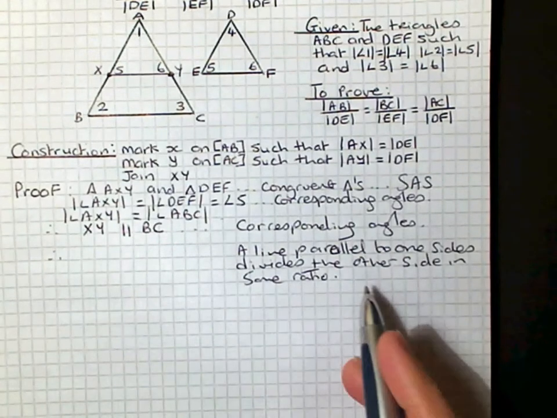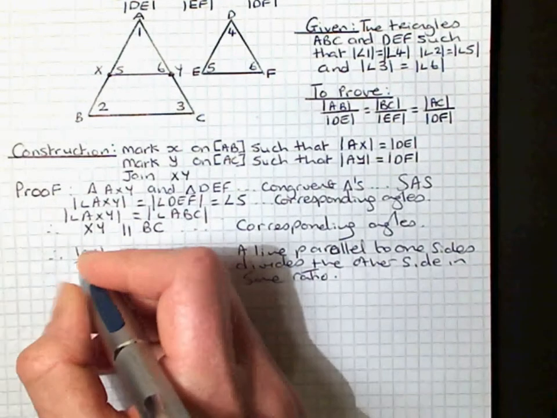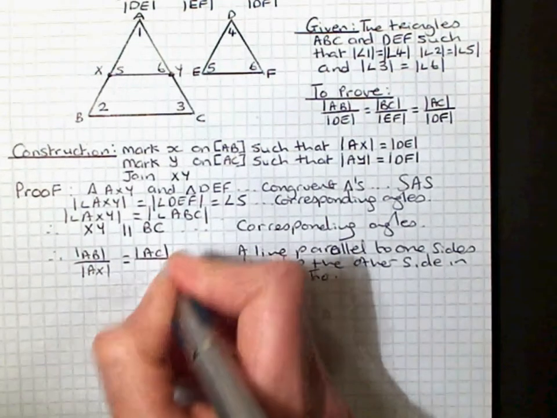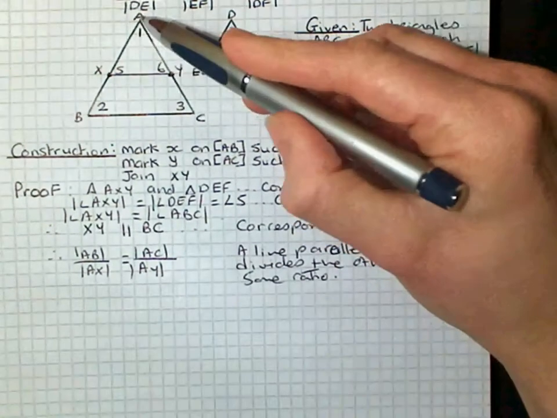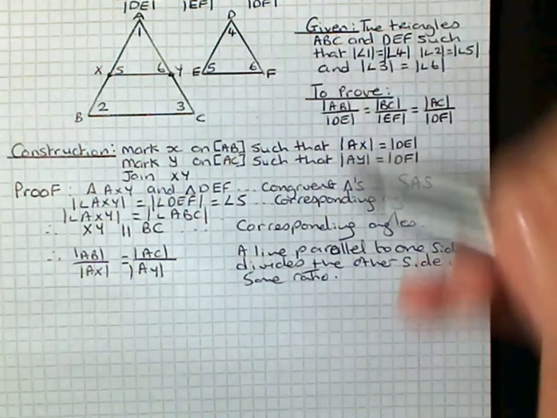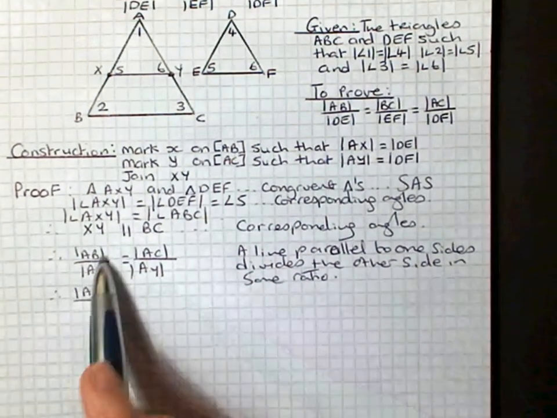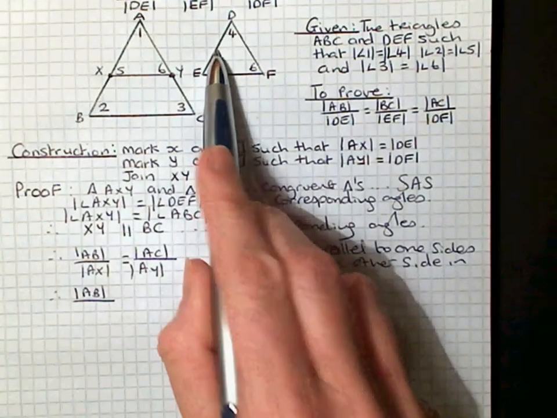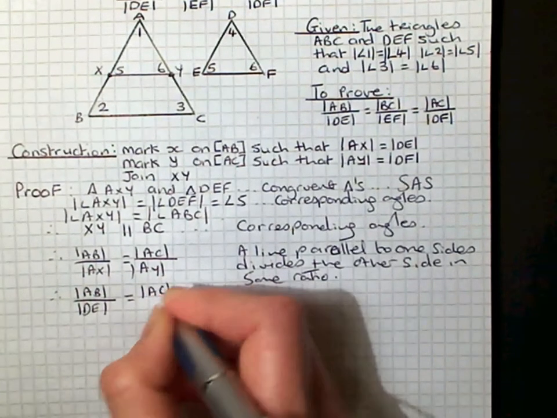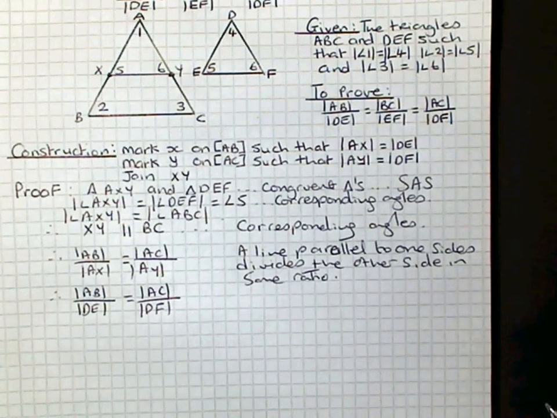So therefore, by looking at that, we can say that the length AB divided by the length AX is equal to the length AC divided by the length AY. So AB divided by AX is equal to AC divided by AY. And we can also then conclude from that, we know that AX is equal to DE, so instead of writing AX, we can write DE, and similarly AY is equal to DF. So we can replace it with that.